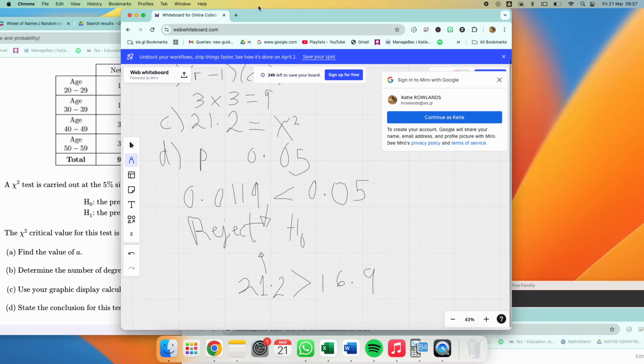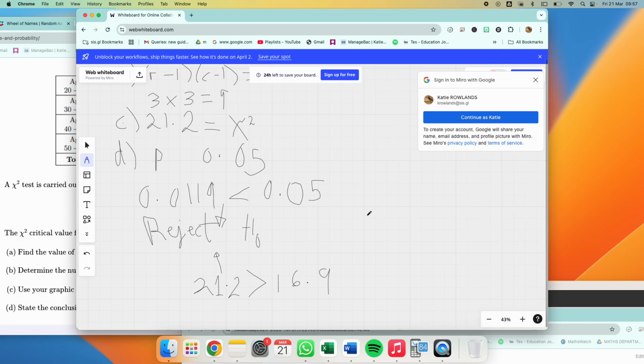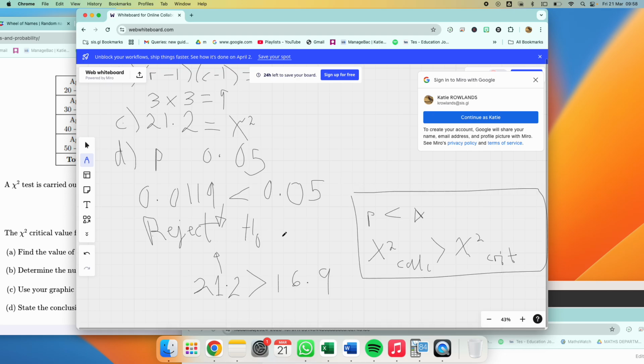The reason is that there are two facts we need to learn. In order to reject H0, either p is smaller than the significance level, or the chi-squared calculated value is bigger than the one given in the question, which is called the chi-squared critical value. Again, we've talked about this on the board. This is something you must memorize. If it's the opposite way round, rather than rejecting H0, we accept H0. So in the exam, you would just have to write that these are dependent, because we're rejecting H0, which says they are independent.